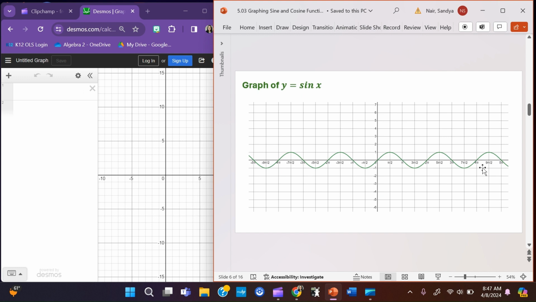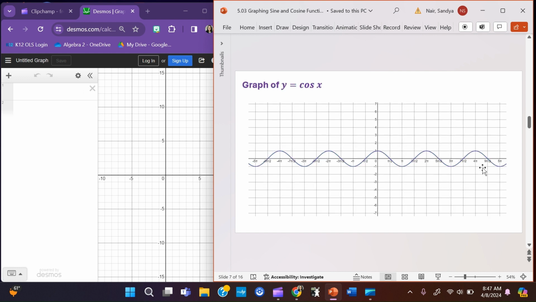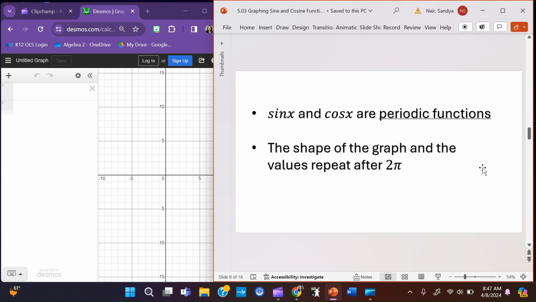So here in Desmos, I've created the graph of y equals sine x, so you can see what it looks like. Notice that it looks like a wave, and notice that it has this repeating pattern, right? The shape of the graph just kind of keeps repeating itself. Here's the graph of y equals cosine of x from Desmos, and notice that it has a similar wave-like pattern.